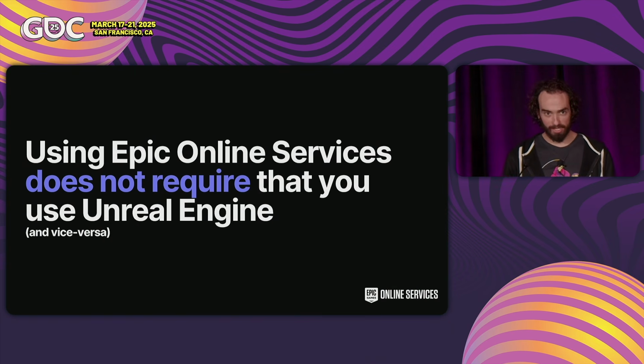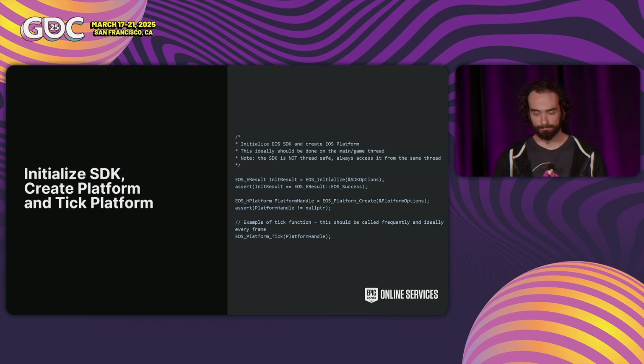Okay, now that we've downloaded the SDK from the developer portal, what are the first steps? You'll need to call 3 APIs to get started: EOS initialize, EOS platform create, and EOS platform tick. Notice on this slide, near the middle of the platform options parameter, this is where you'll pass those IDs I mentioned that are located on the developer portal. This is what tells the SDK which product to connect to on our backend.